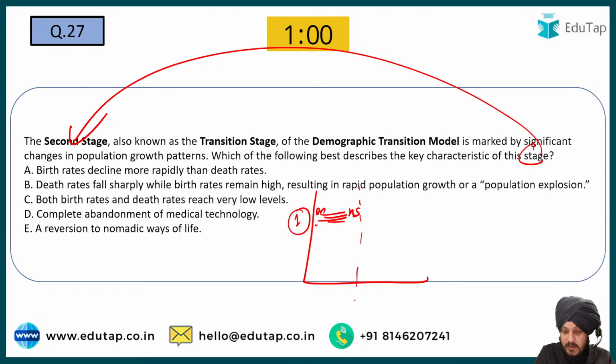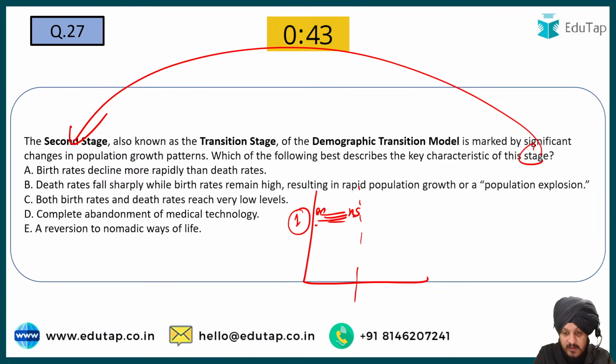But in the second stage, what happens as the economy, as the country started progressing, right? So what is going to happen with industrialization? The country is going to establish different kinds of industries, it is going to use technology, right? And the healthcare ecosystem is going to get improved. The medical facilities are going to get improved.